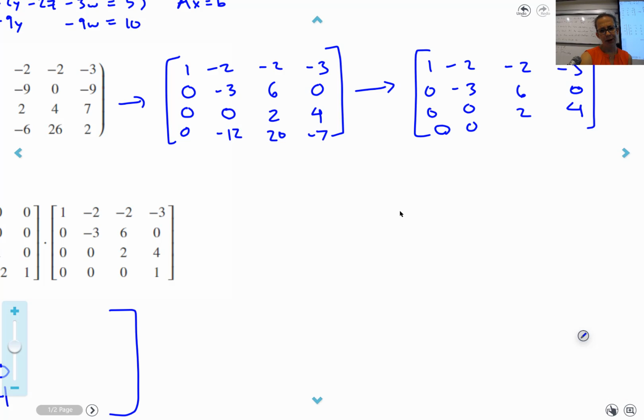That becomes 0. This becomes, I guess, negative 4. And this one, oh, stays negative 7. This is totally reminding me of why I hated Gaussian elimination. Let's never do this again.